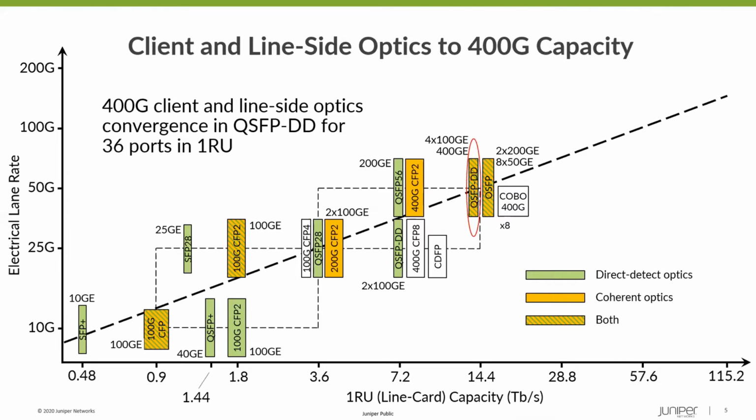And today we're seeing this convergence also, where we have both direct-detect client optics and coherent optics for WDM, such as data center interconnect, converging on OSFP-DD, QSFP-DD and OSFP.